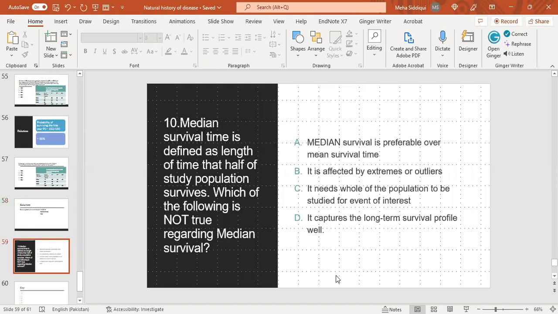MCQ number 10. Median survival time is defined as length of time that half of the population survive. Which of the following is not true regarding median survival? Median survival is preferable over mean survival time. It is affected by extremes or outliers. It needs whole of the population to be studied for event of interest. It captures the long-term survival profile well. Which of the following is not true? C is the right option because mean survival time needs whole of the population to be studied. However, for median survival time, we usually study 50% of the people enrolled.